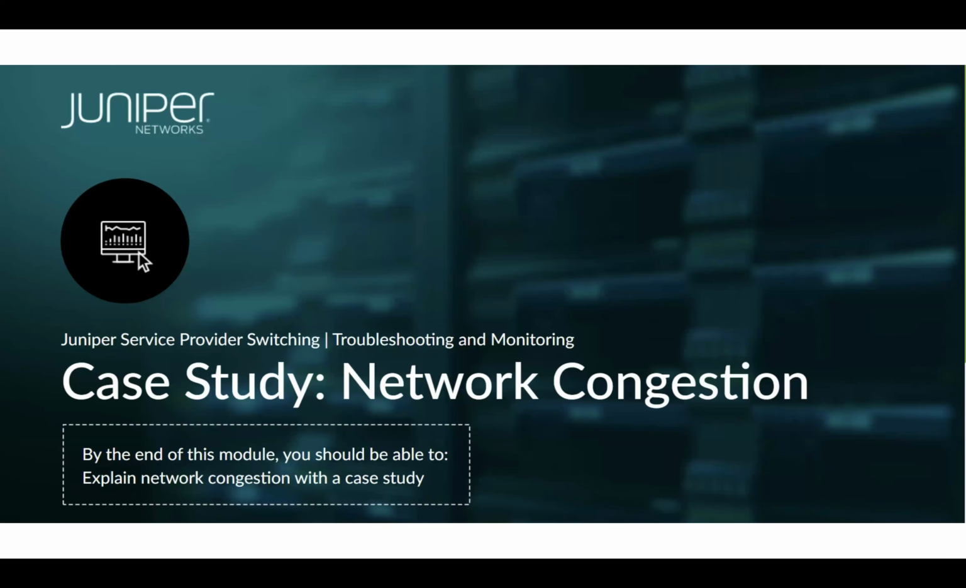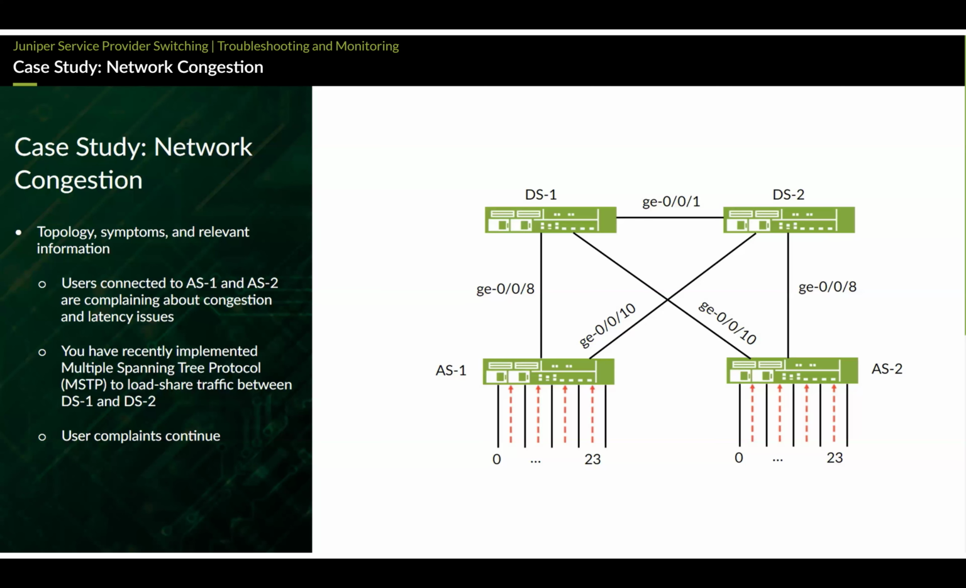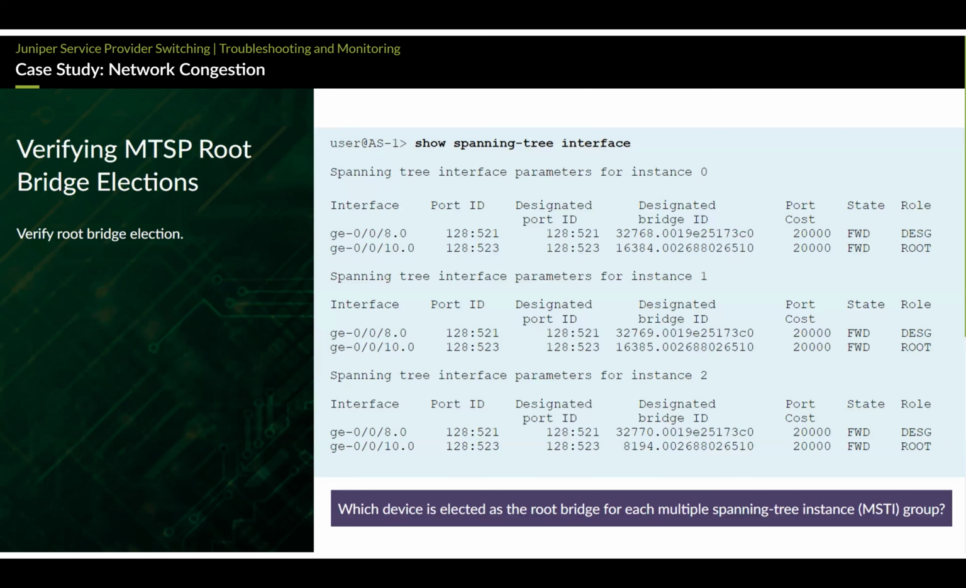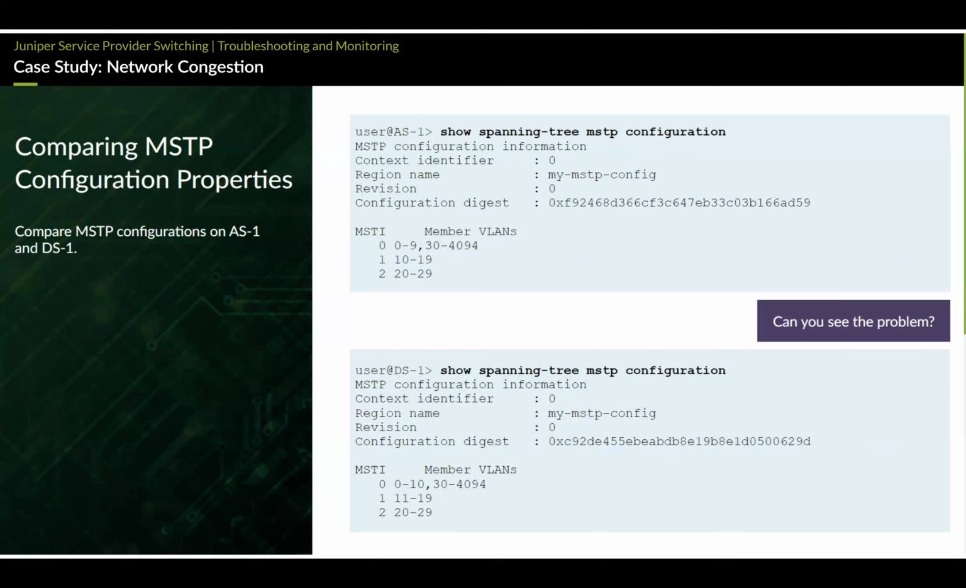So now our case study: network congestion. This is the sample topology. DS1 and DS2, that means distribution switch 1 and distribution switch 2, and two switches at the access level. And this is show spanning-tree interface. This is basically a layer 2 topology, and MST is running here.